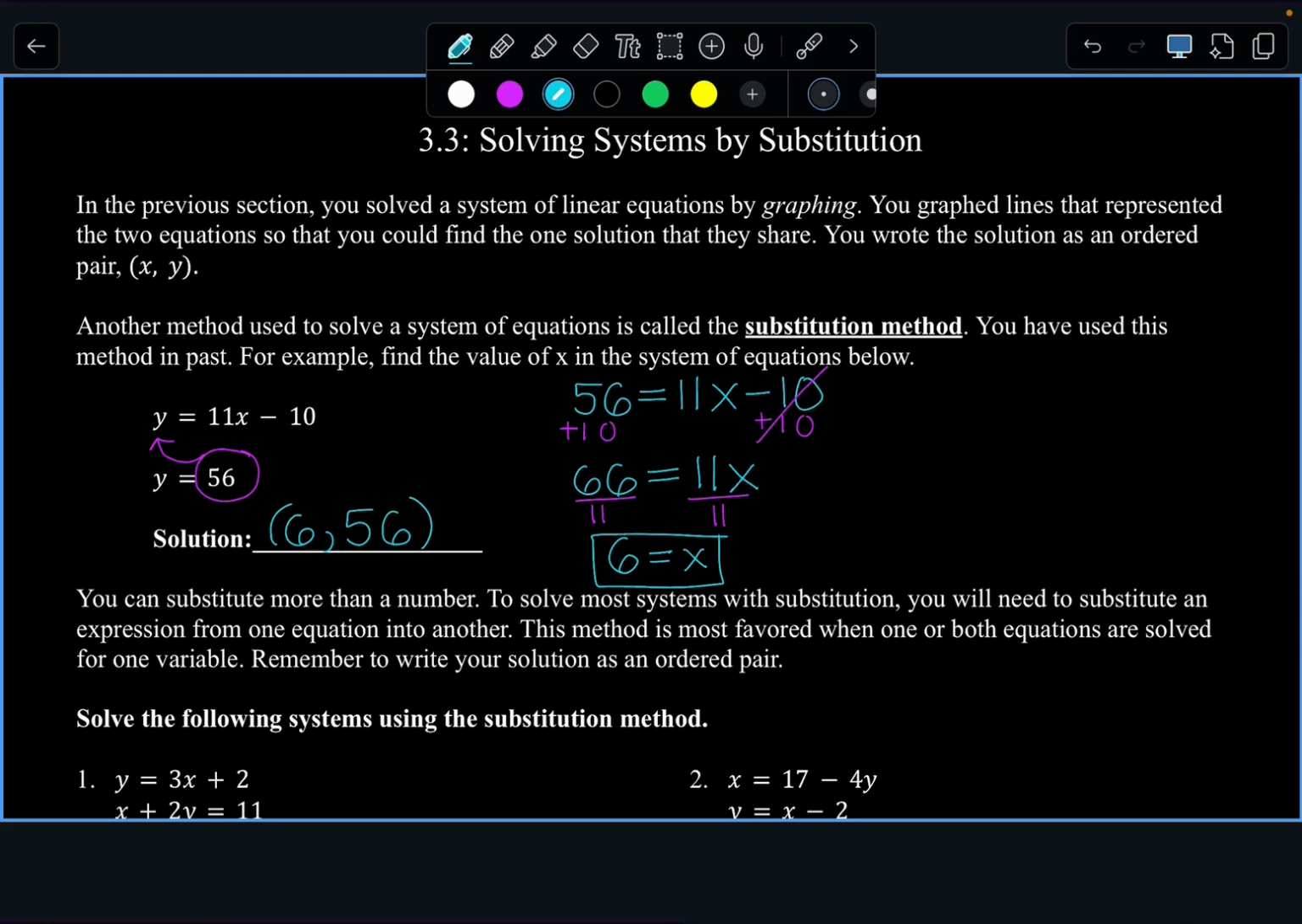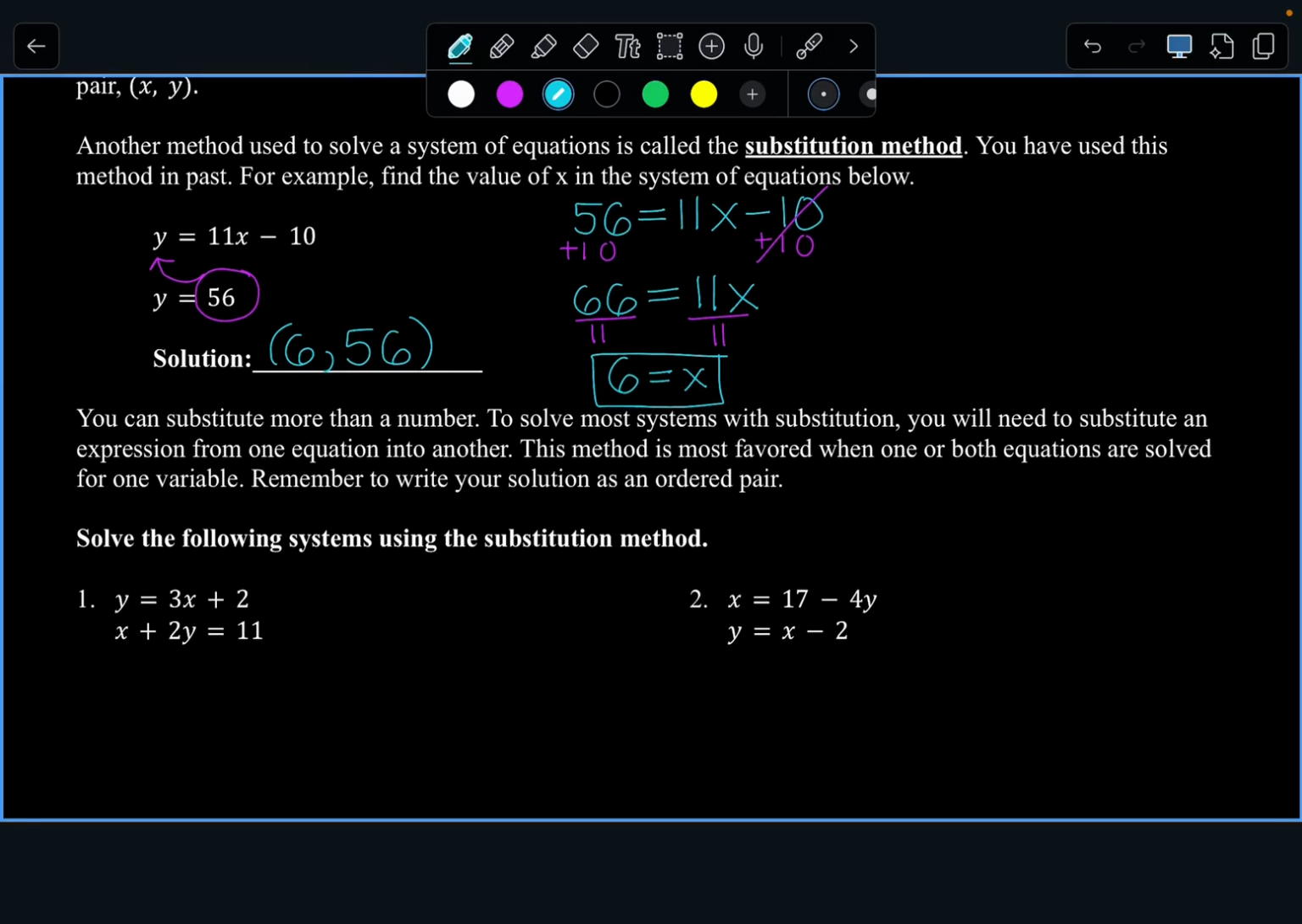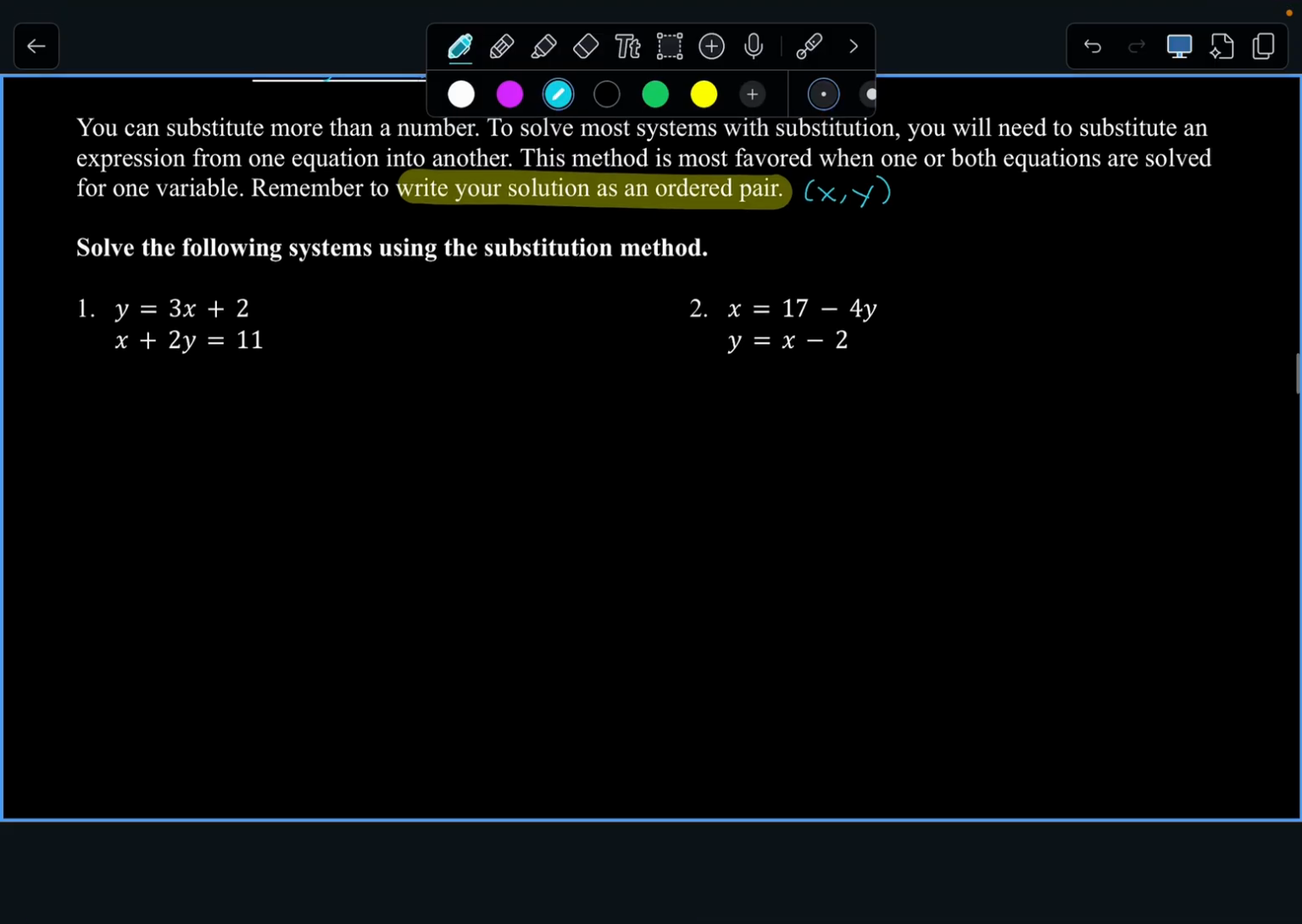We can technically substitute more than just a single number. We can substitute an expression from one equation into the other. It's mostly used when you have y equals an expression or x equals an expression, and then you can substitute it into the other. Remember, we want to write our answer as an ordered pair, which is x comma y. So we're going to solve these using the substitution method. It might be helpful if you have a highlighter.